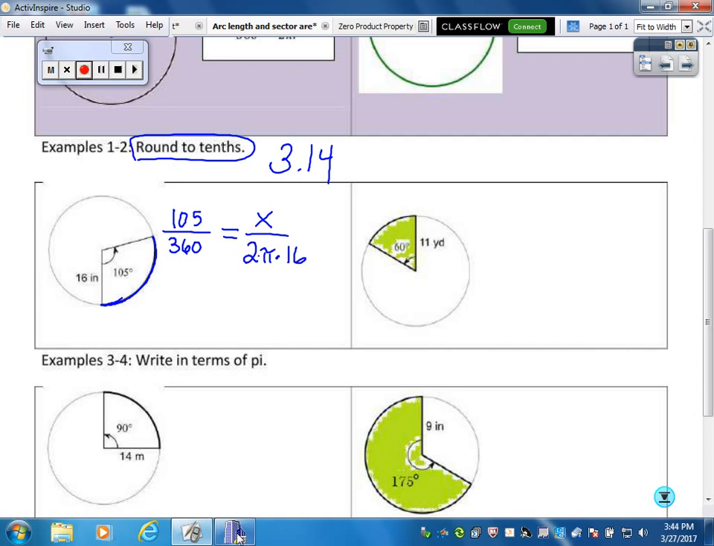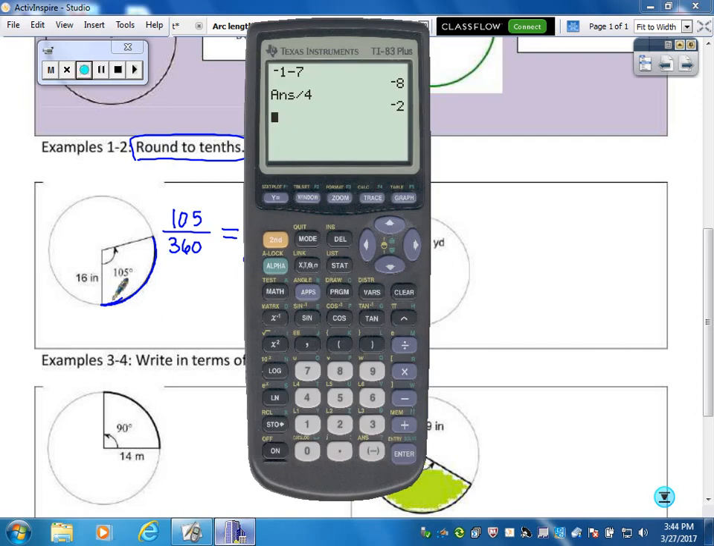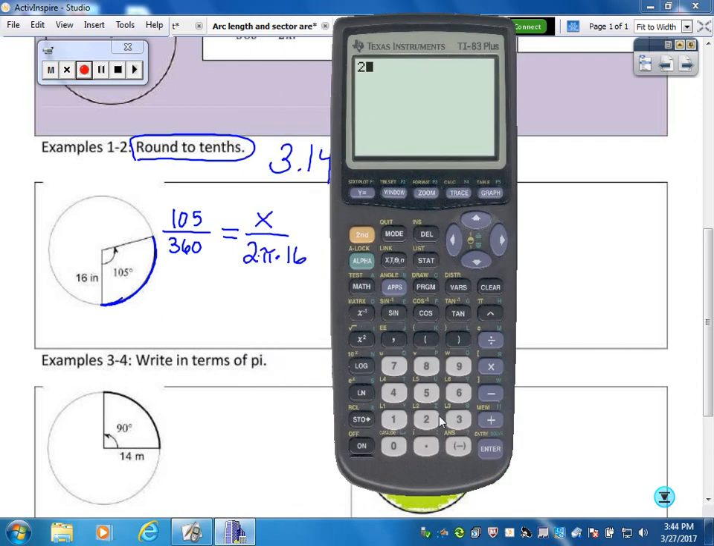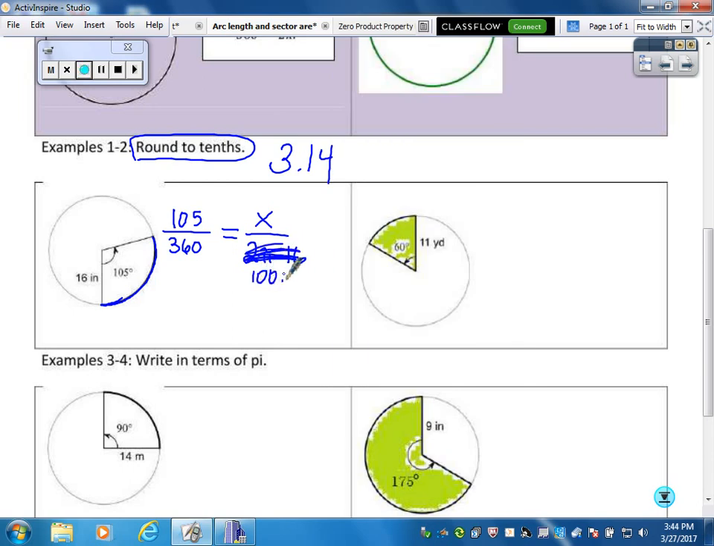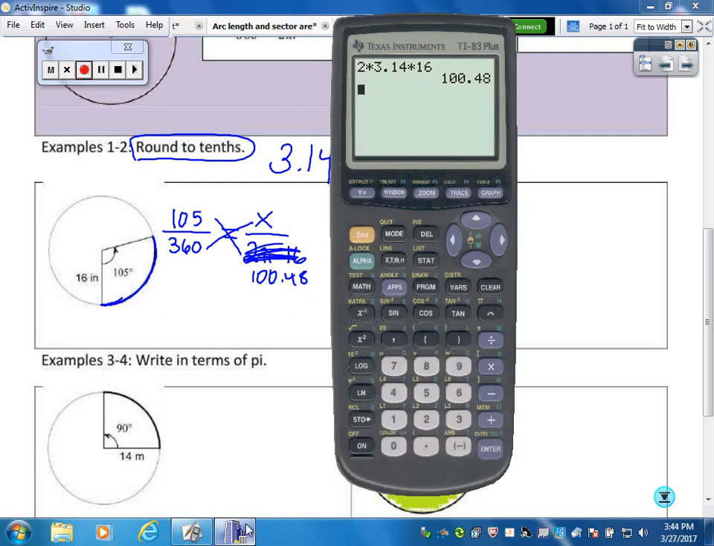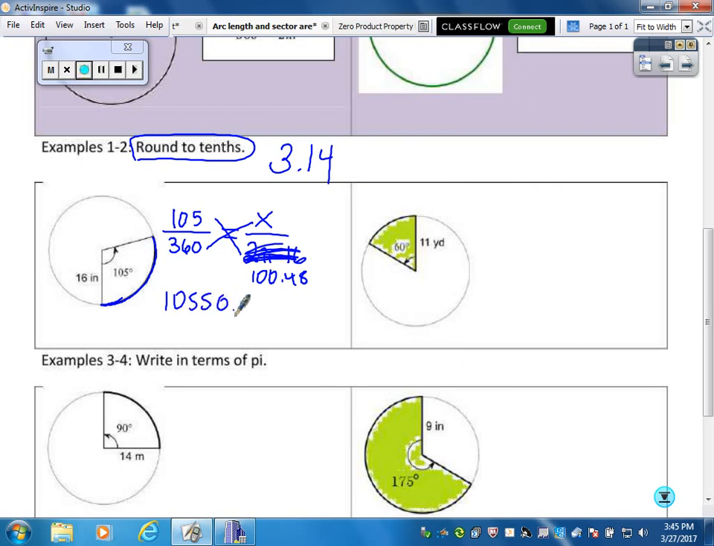So 2 pi times 16. We're going to go to our calculator real quick, and we've got 2 times 3.14 times 16. That's going to give us 100.48. So I'm going to replace this with 100.48, and now I can cross multiply. 105 times 100.48 is going to give me 10,550.4, I believe. Let me take a quick look at that one more time.